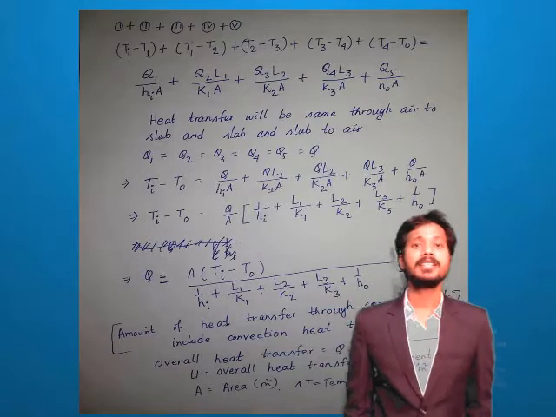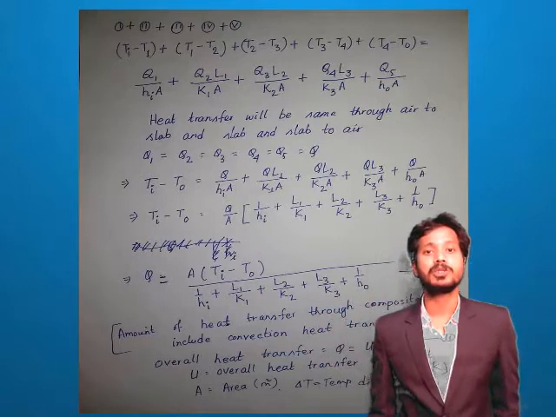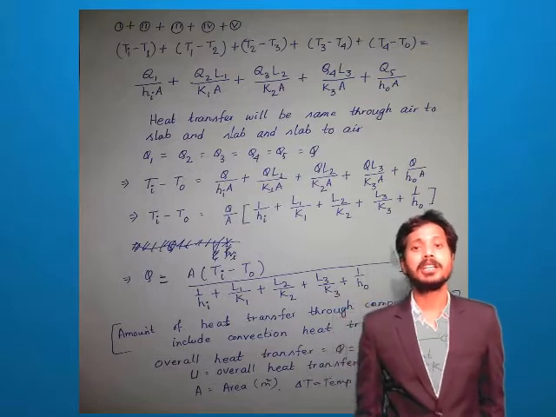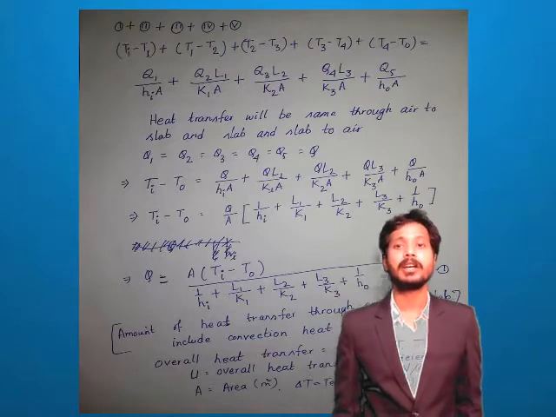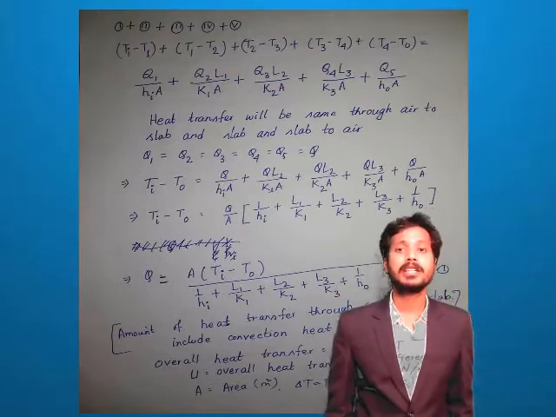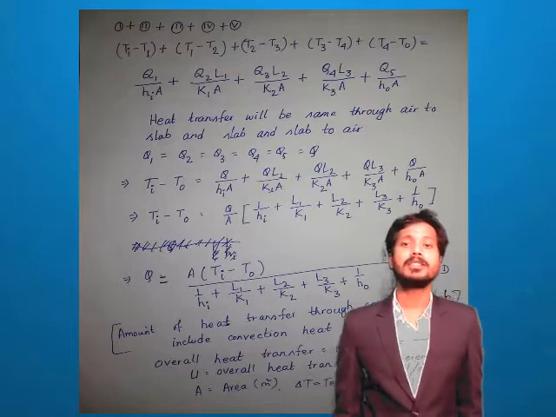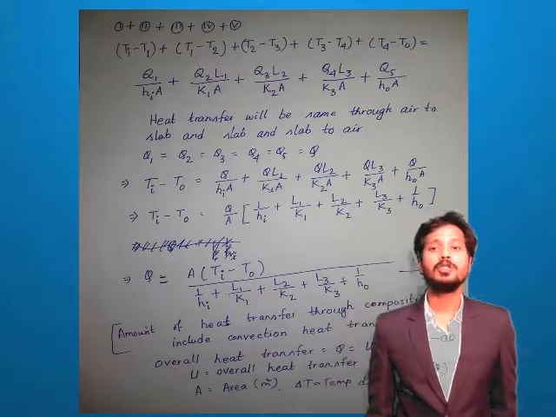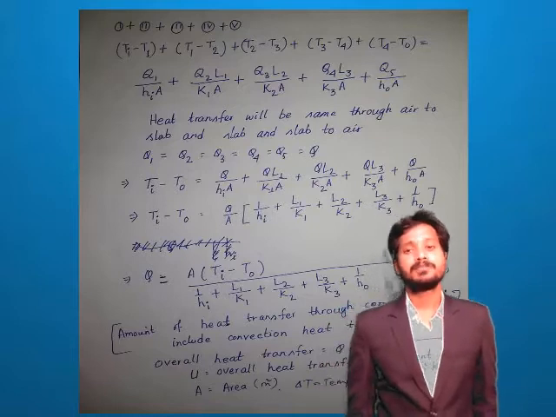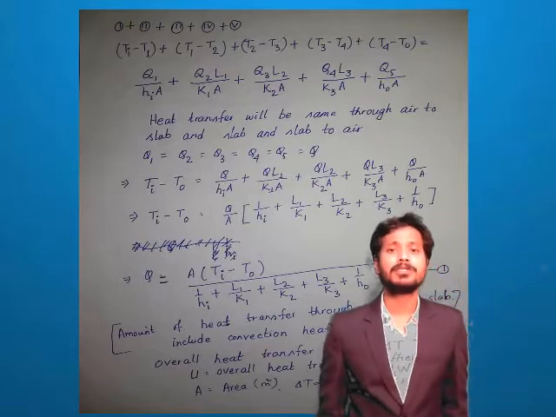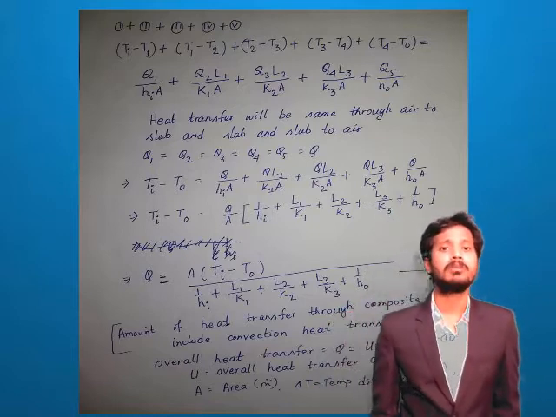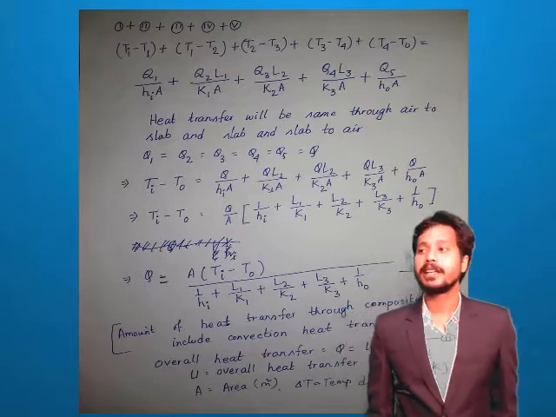So finally we can say Ti minus T naught equals Q by HiA plus Q into L1 by K1 into A plus Q into L2 by K2 into A plus Q into L3 by K3 into A plus Q by H naught A. So I can take the common from the right hand side. You see Q is common and A is common.